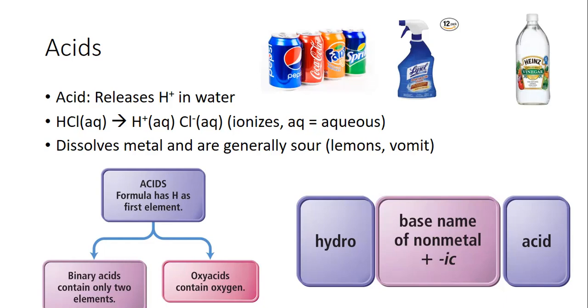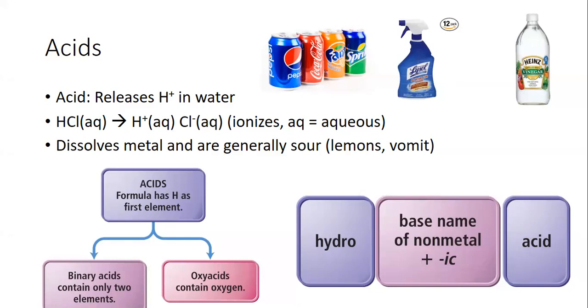Acids have two main definitions in chemistry. We're gonna go with the simplest definition for right now. And in Gen Chem 2, that's when you get the other definition. But an acid simply releases a proton in water. It releases an H plus in water. For example, hydrochloric acid, made of HCl, when that is put into water, it releases an H plus and a Cl minus. We call this ionizing.